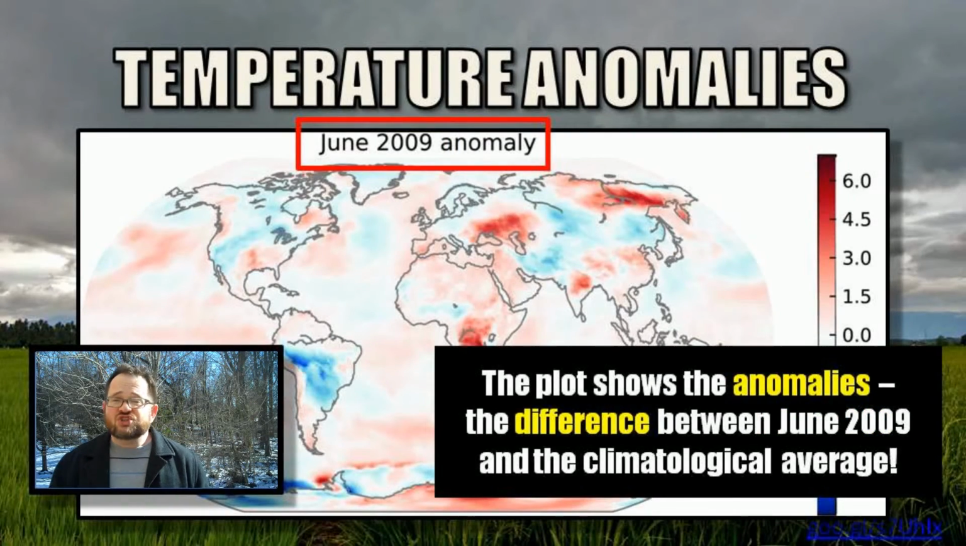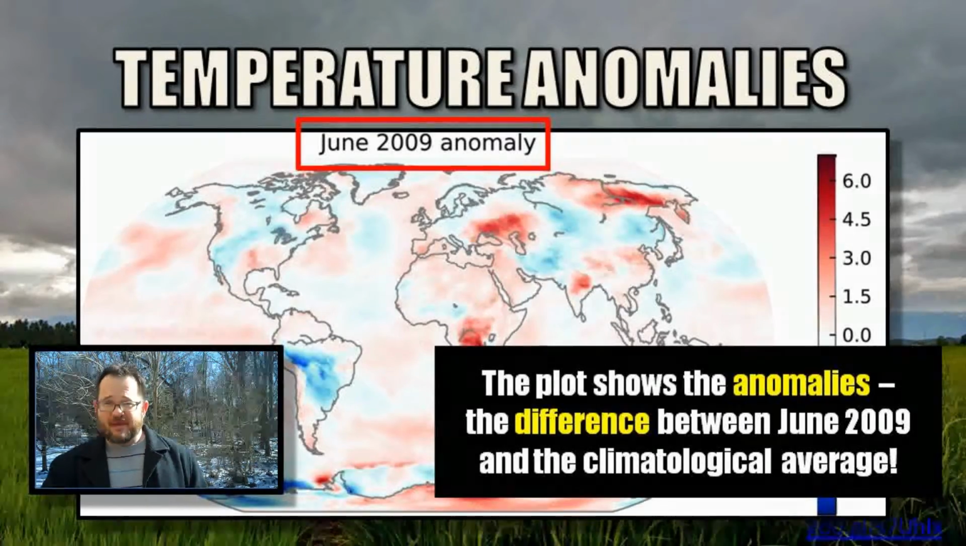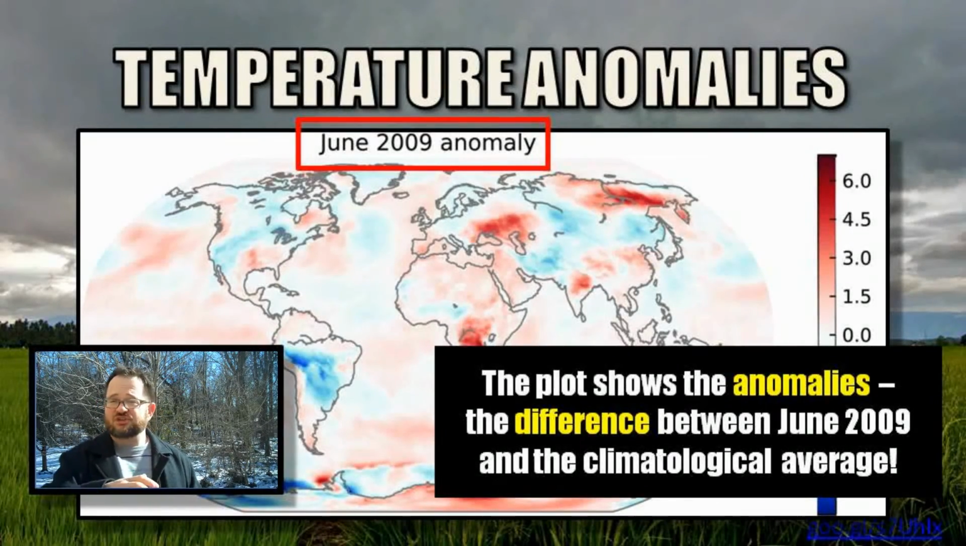Finally, they computed the June 2009 temperature anomaly by, at every location on that map, taking the temperature in June 2009 and subtracting the climatological June temperature. This plot then shows the anomalies, the difference between the June 2009 temperature and a climatological average temperature for June at every location on that plot.